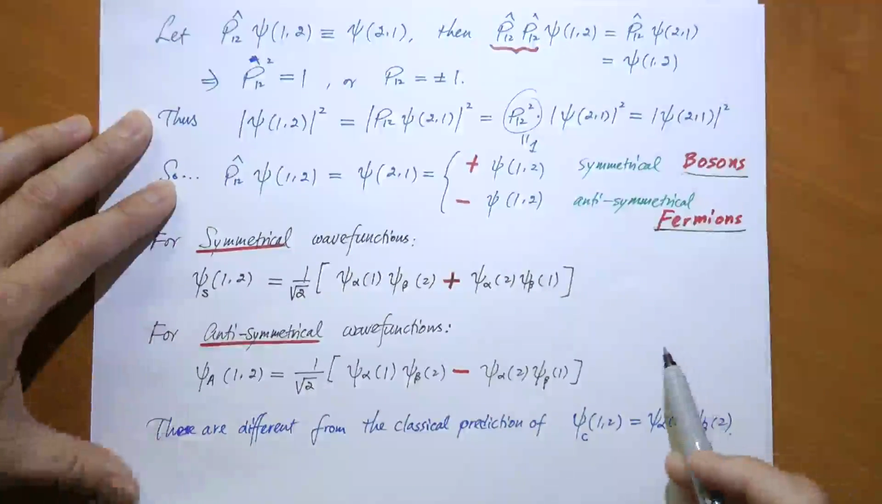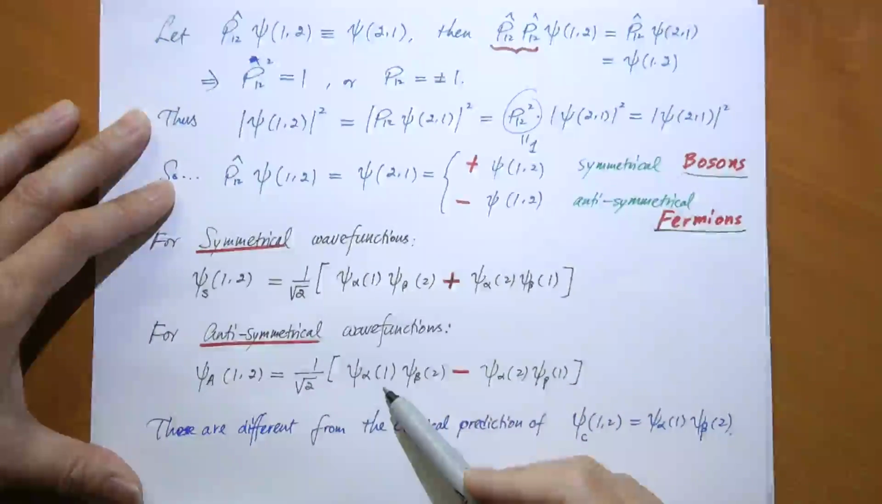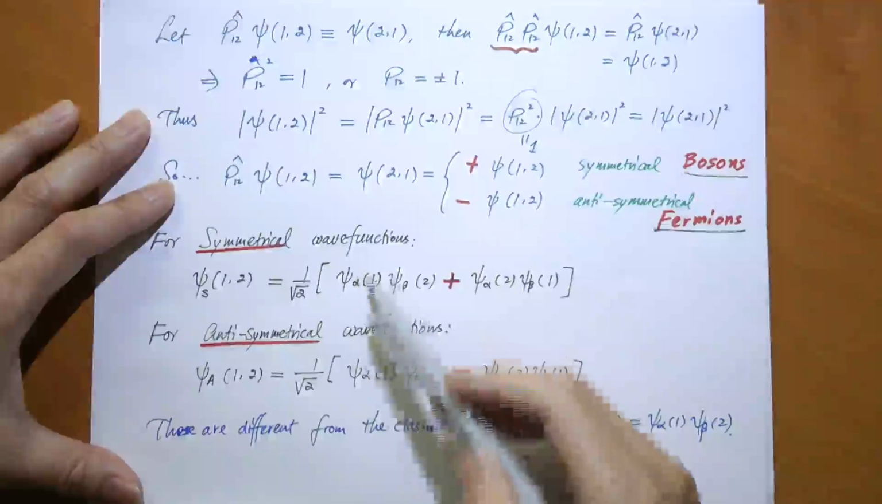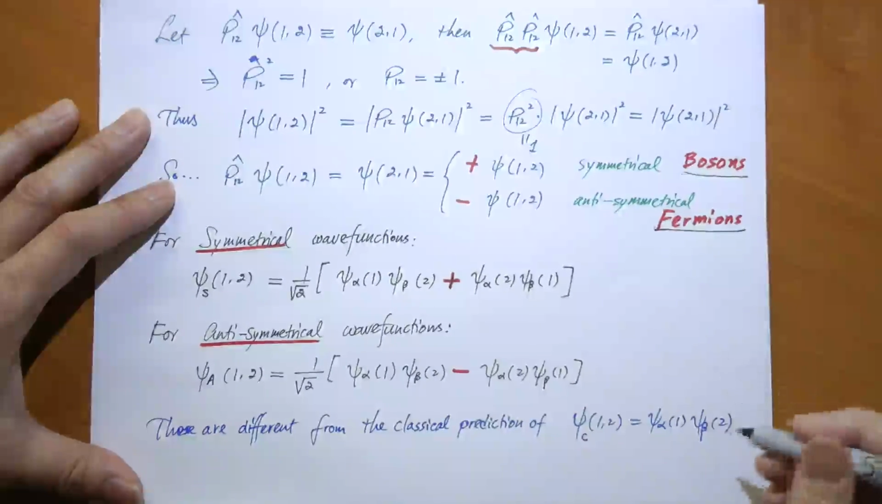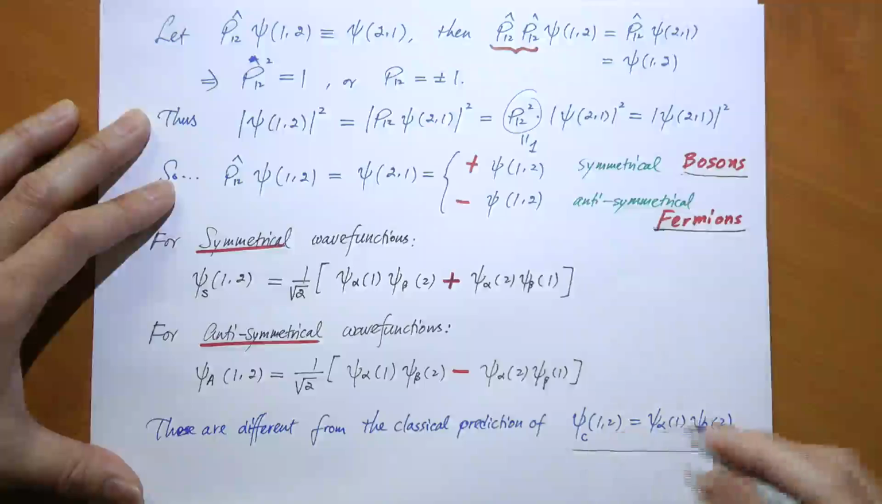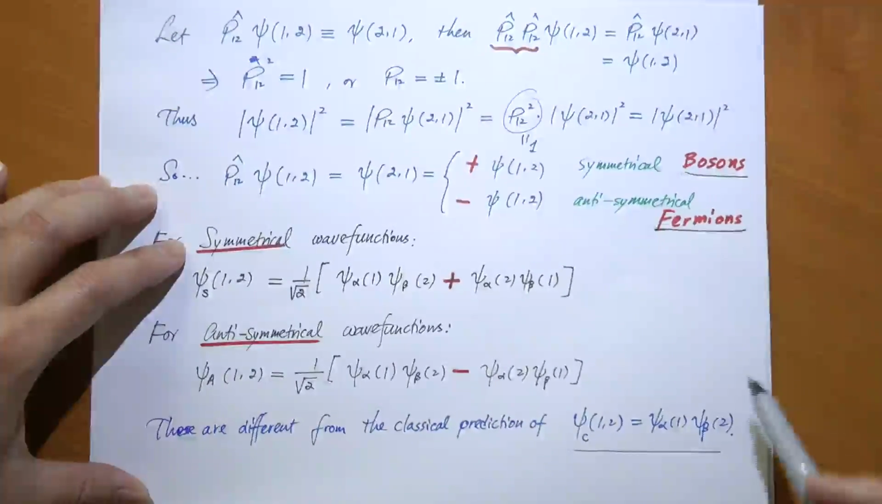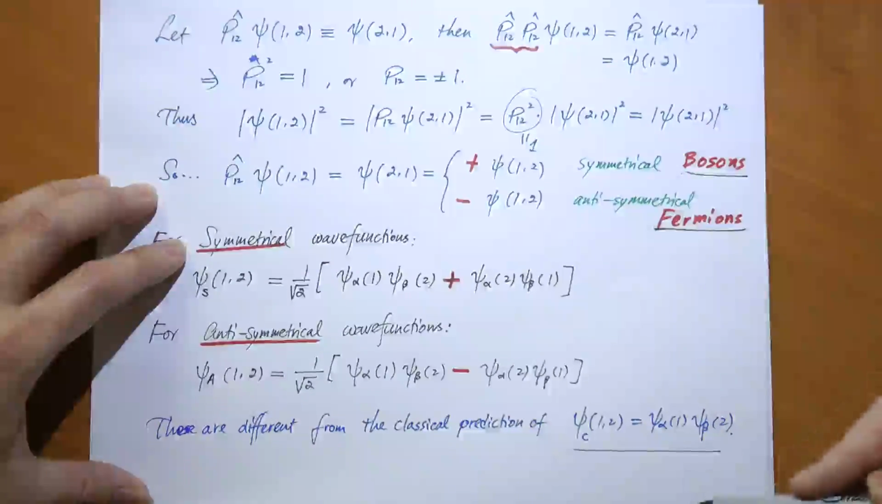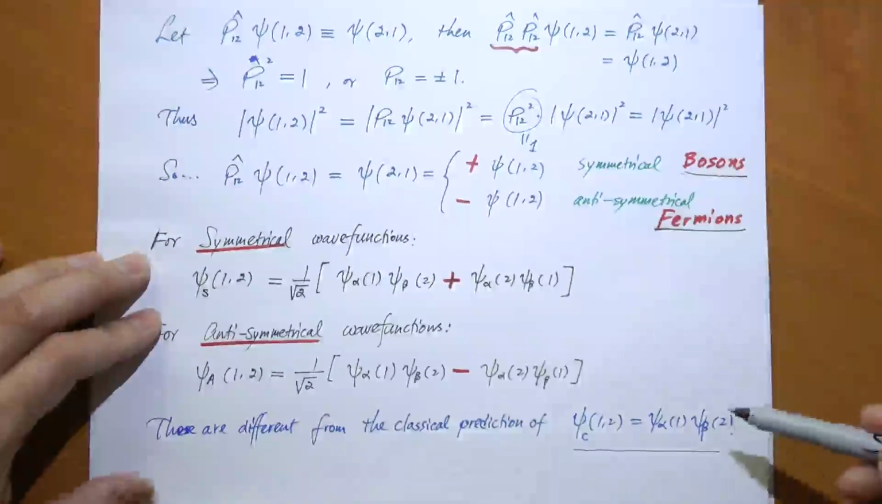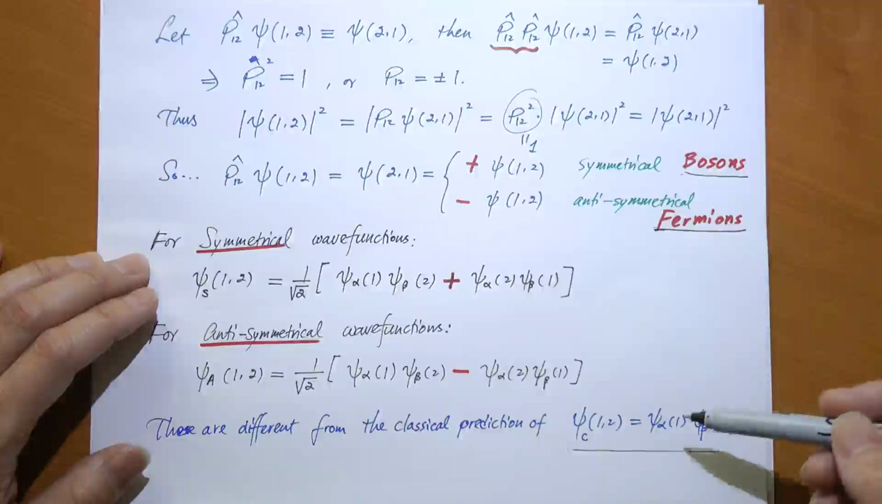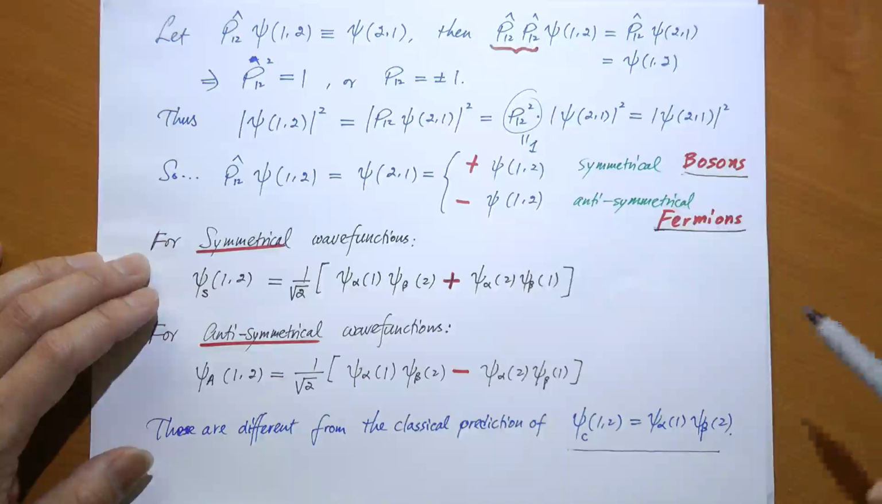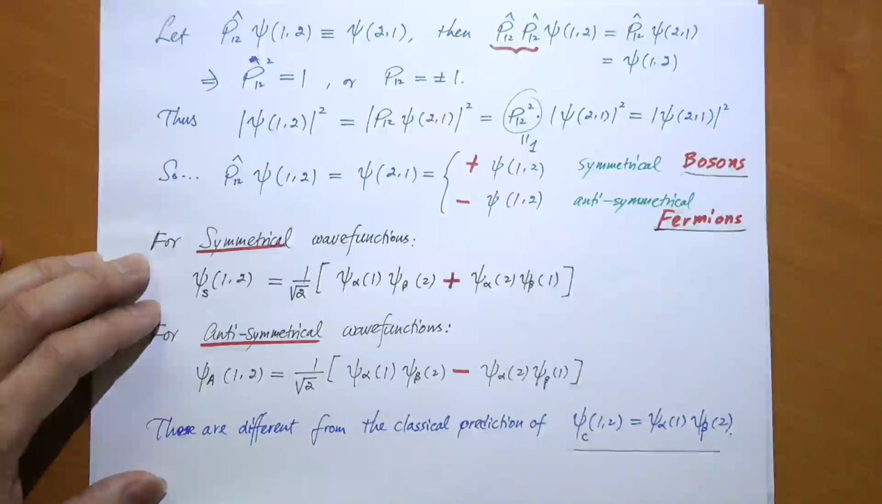And as you can see clearly, neither of these two wave functions, symmetrical and anti-symmetrical, agree with the classical prediction. The classical prediction is just a simple product of psi alpha 1 and psi beta 2, which does not satisfy either symmetry or anti-symmetry under exchange. So the classical way of combining the two states for the two particles must be replaced by either this one or that one, depending on whether the particles are bosons or fermions.